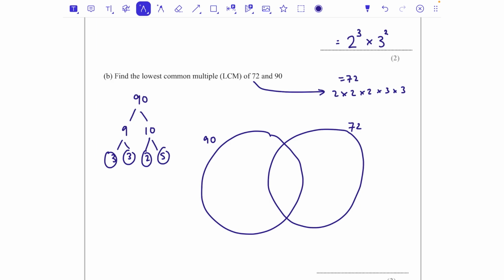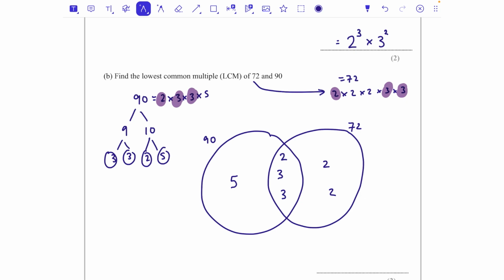And what they've got in common can go in the middle. So 90 is 2 times 3 times 3 times 5. So both of these products of primes have 2s, so we can put the 2 in the middle. We can also put a 3 in the middle because they both have a 3, and they also have another 3, so we can put another 3 in the middle. However, there's nothing else left in common. The 72 has 2 and 2 left over, and the 90 has a 5 left over.